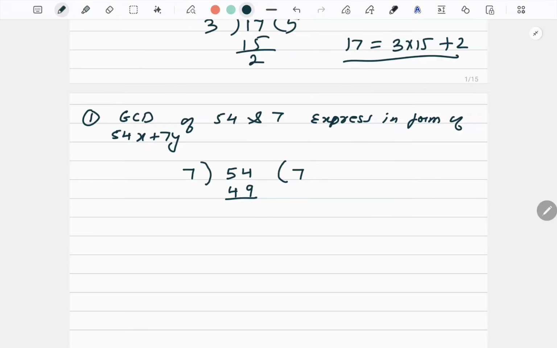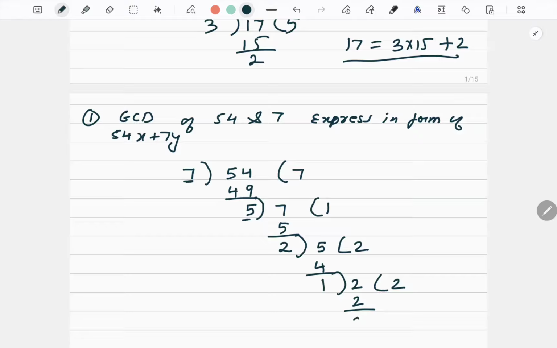What is the remainder? 49, 50, 51, 52, 53, 54. So remainder is 5. Correct. Now what you have to do, again make a division here, and this 7 number should come here. Now 5 ones are 5, remainder is 2. Again make the division and this 5 number should come here. Now 2 twos are 4, 1, and this 2 number should come here. Now 1 twos are 2, remainder came 0. The moment the remainder came 0, this number is your GCD.